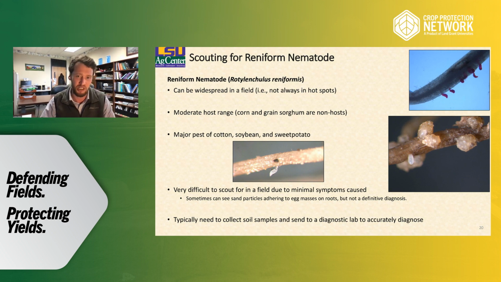Sometimes you can see sand particles adhering to the egg masses on roots, but by no means is that a definitive diagnosis. So typically you're going to need to collect soil samples and send them to a diagnostic lab for accurate diagnosis of this particular nematode species. In the photo on the top right, we can see some reniform nematodes that have been stained in tissue. On the bottom right, we can see the egg masses, and it looks like there's a little bit of sand attached to them. That's kind of what I was getting at: you can look for this nematode out in a field, but it will not be a definitive diagnosis.